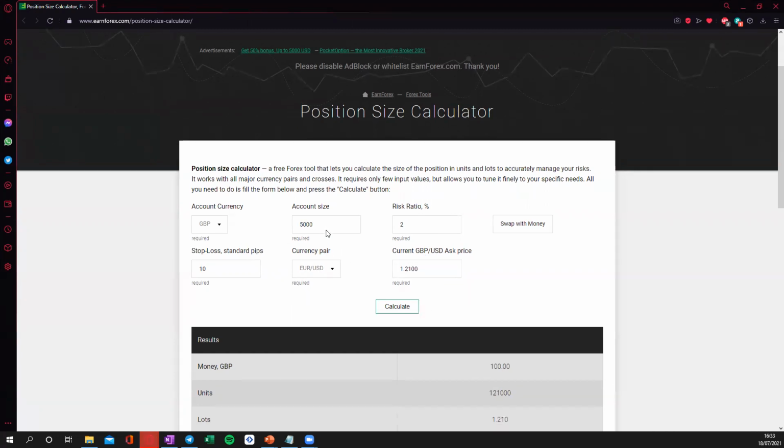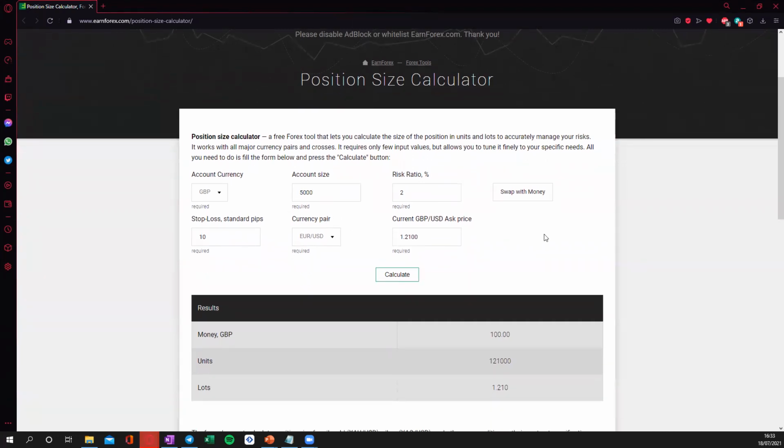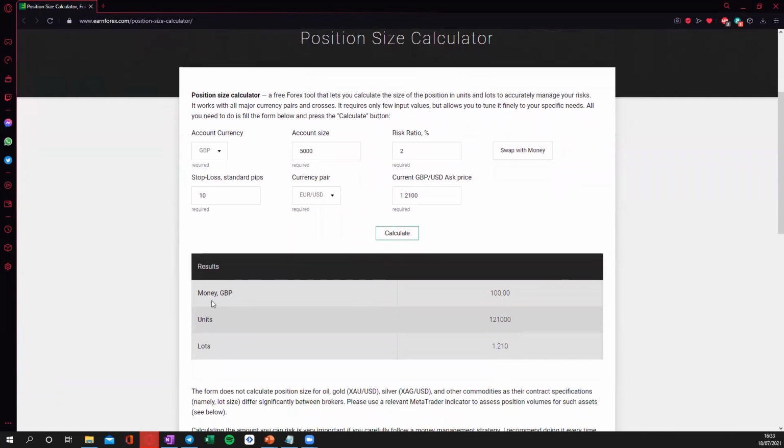So let's calculate it. If we go through this, the money that's going to be at risk is £100. How does it work this out? If I've got £5,000 in my account, 1% of 5,000 is £50, and then 2% is £100. So straight away you can see the risk calculator is working this out correctly. And then this allows me to trade 121,000 units, which is 1.21 lots. So we'll go through lots in a minute.